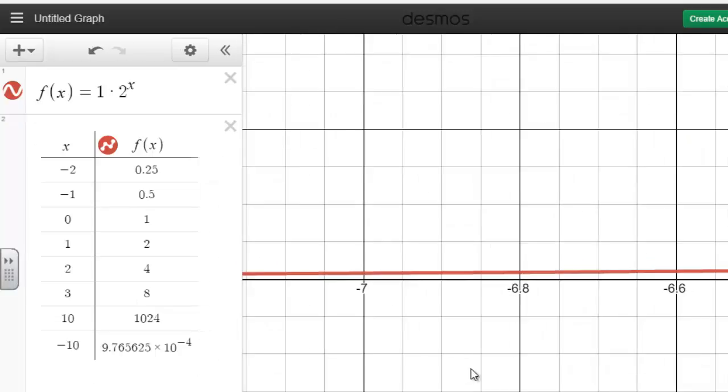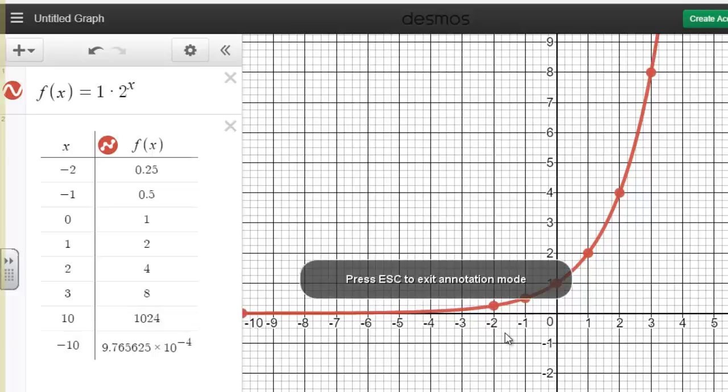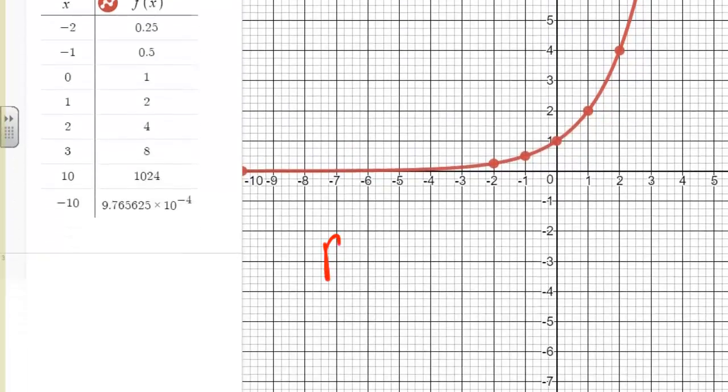So almost all of our exponential function graphs will have a range that approaches 0 but never actually gets to 0. So we would define the range as all y's greater than 0. We do not want to put an equal to sign there because our function never actually equals 0. It gets infinitely small but never actually equals 0.